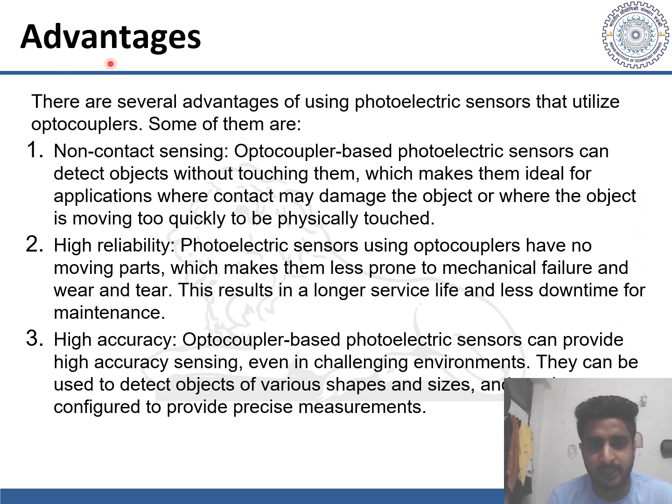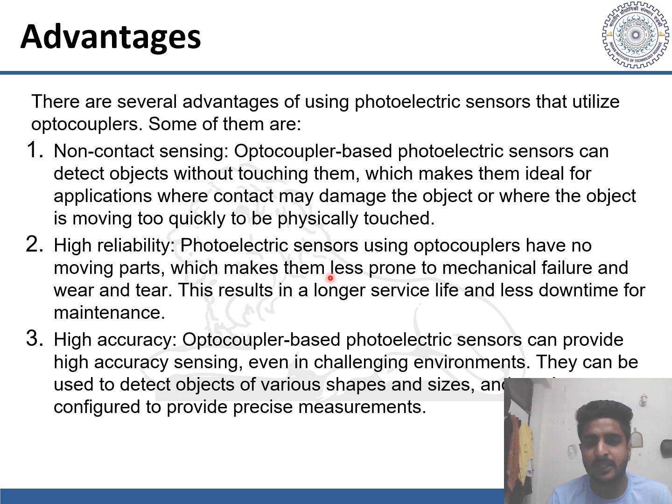So now I will talk about the advantages of using a photoelectric sensor that utilizes an optocoupler. Some of them are non-contact sensing. So optocoupler based photoelectric sensors can detect objects without touching them, which makes them ideal for applications where contact may damage the object or where the object is moving too quickly to be physically touched. As we have already seen in the circuit diagrams, there's no direct contact between the object and the sensors. However, we are still able to sense them, and that is one of the main advantages of a photoelectric sensor using an optocoupler.